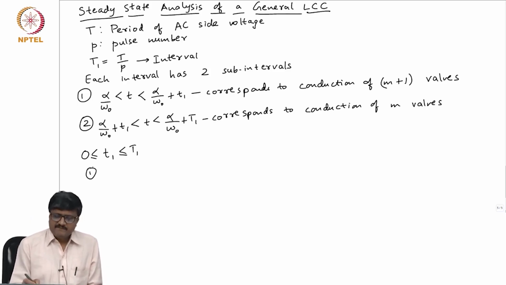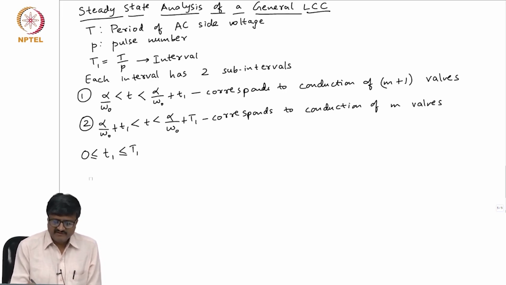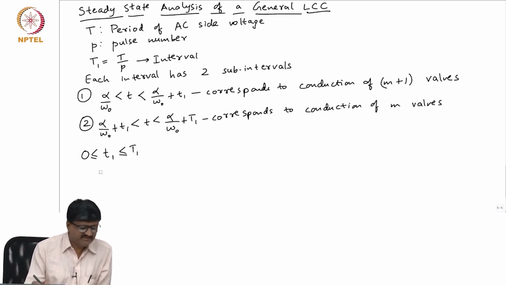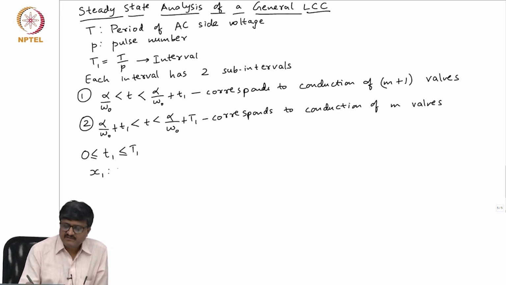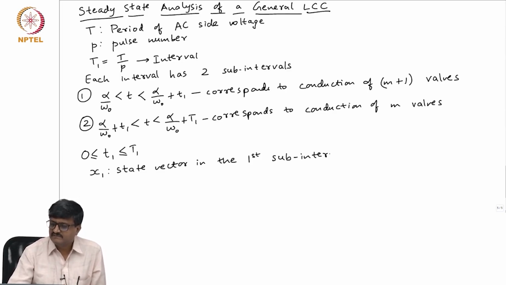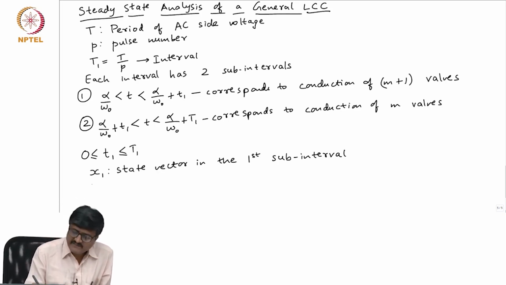Okay. Now, before going to the equations that govern the circuit in the two subintervals, I will use some more notations. X1 is the notation used for the state vector in the first subinterval. X2 is the state vector in the second subinterval.